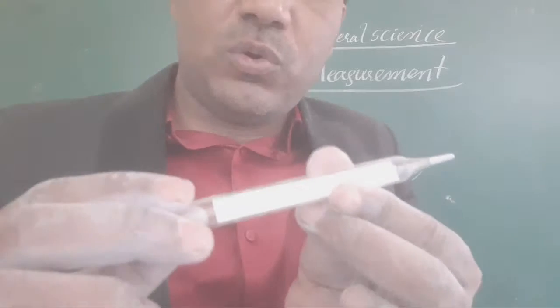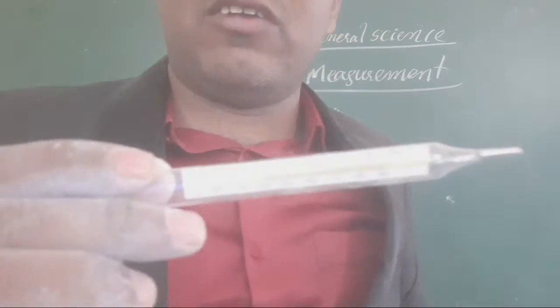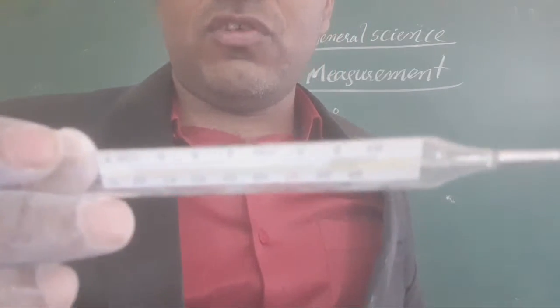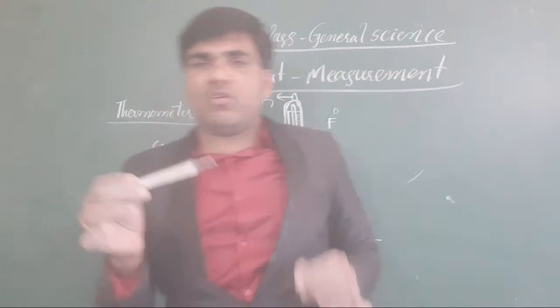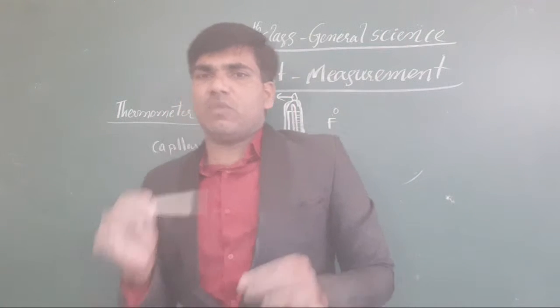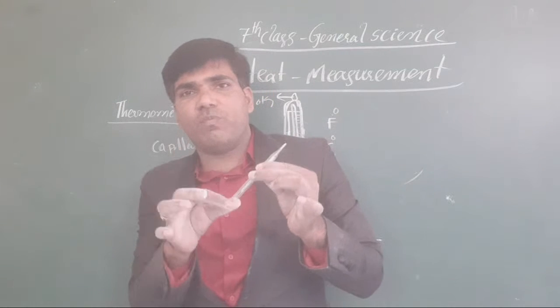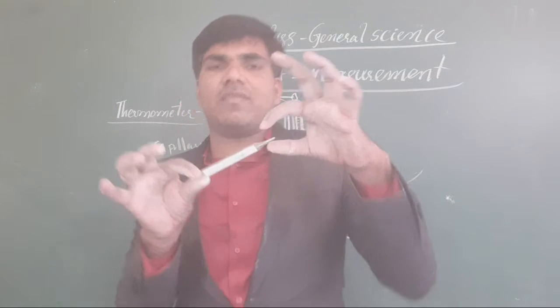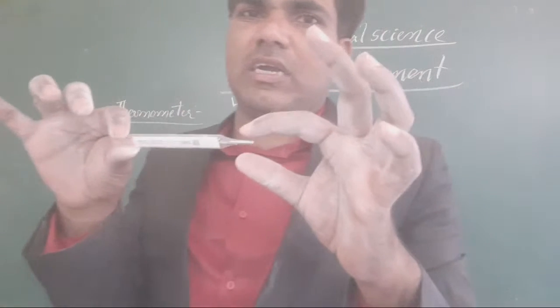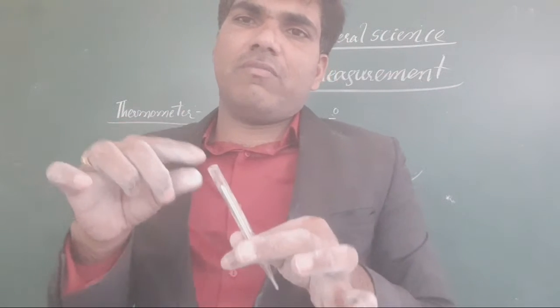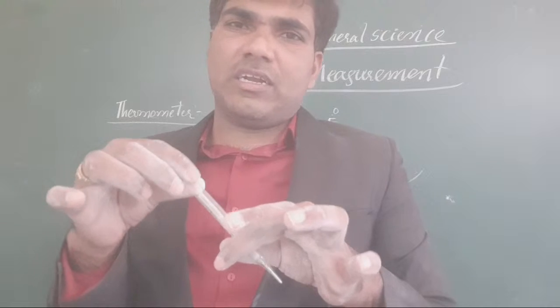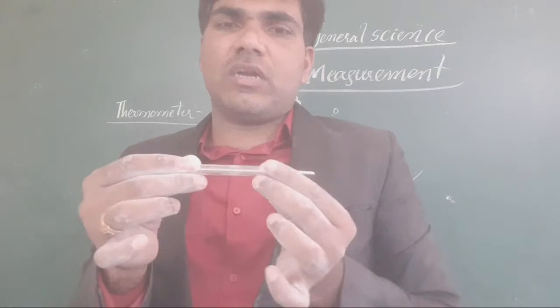Clear or not, all of you? The travel is in the form of expansion. Got it or not? This is our thermometer's construction. We have taken one glass tube. This glass tube contains a bulb at the bottom end. The other end may contain a hook. This one does not contain a hook, but most of them do.